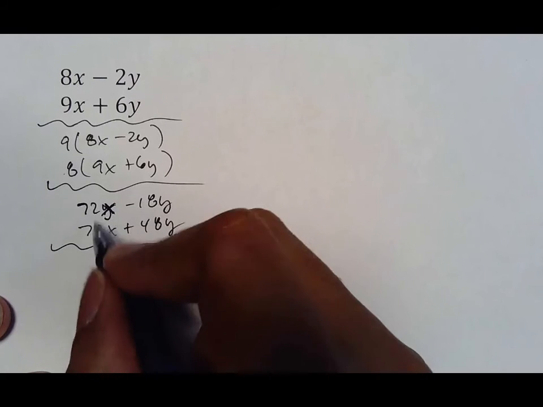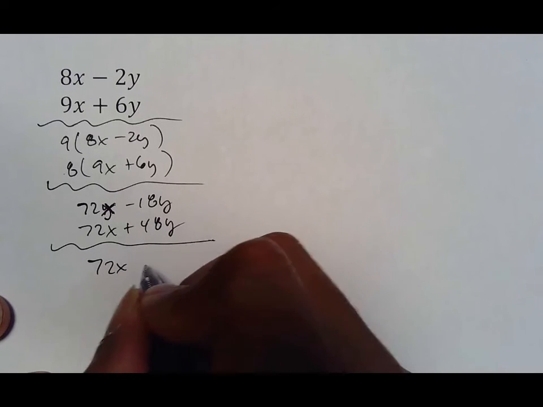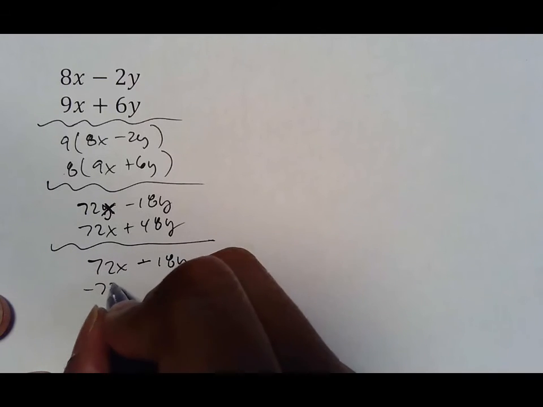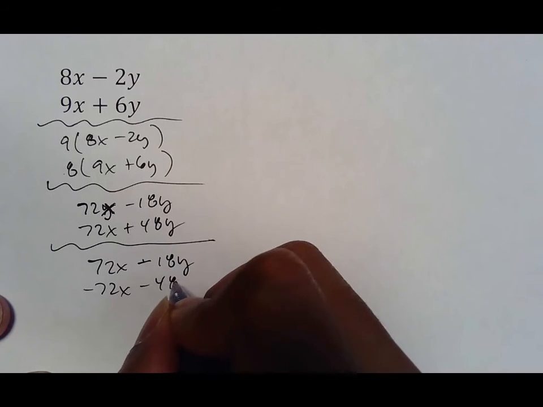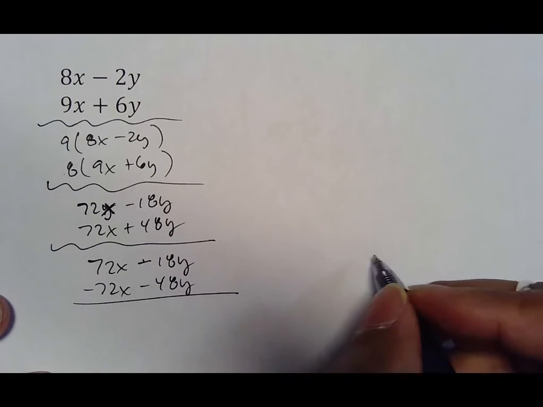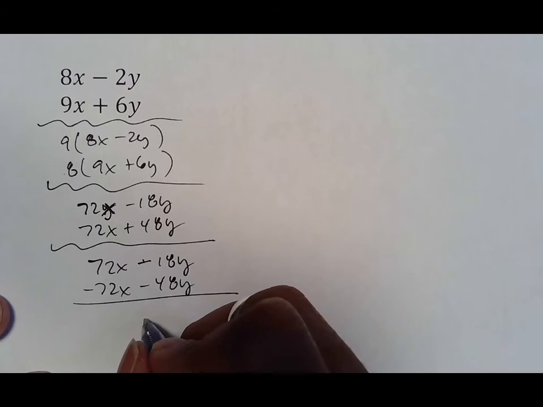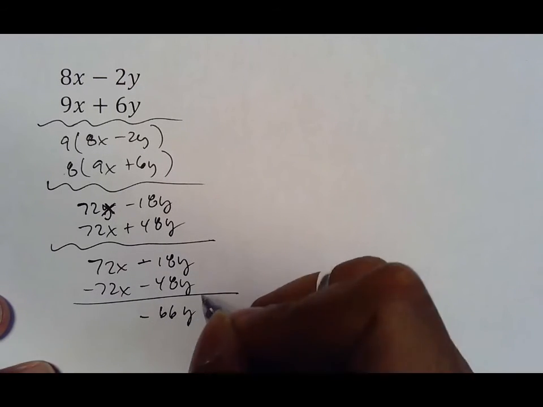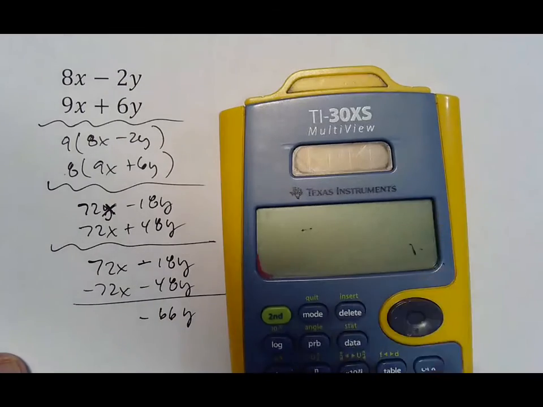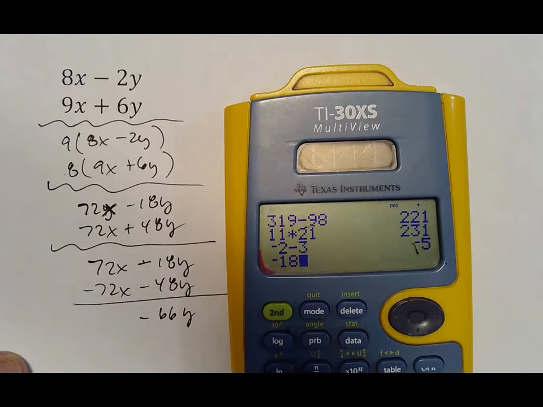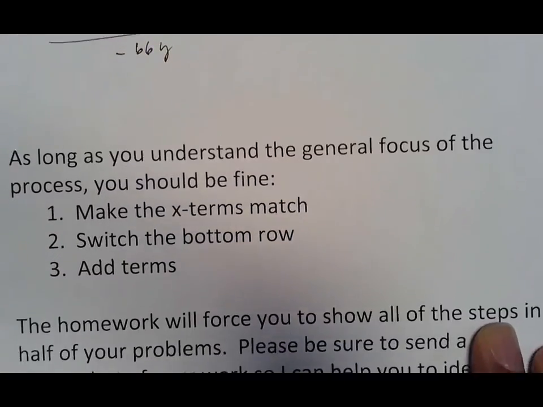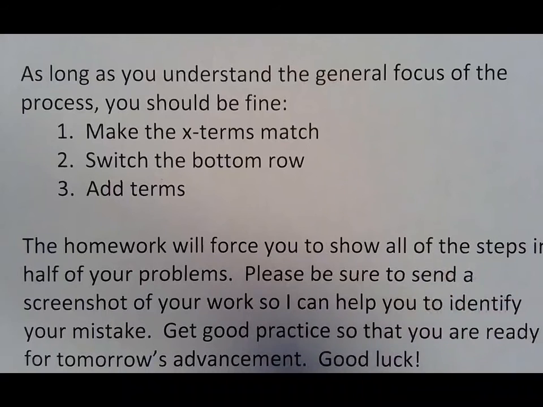And then again, because now they're the same, we need to switch it. So 72x minus 18y, and then switch: negative 72x minus 48y. Those two go away, and this makes negative 66y. Let's make sure. I still got it. But as long as you understand the general focus of this process, you will be fine.